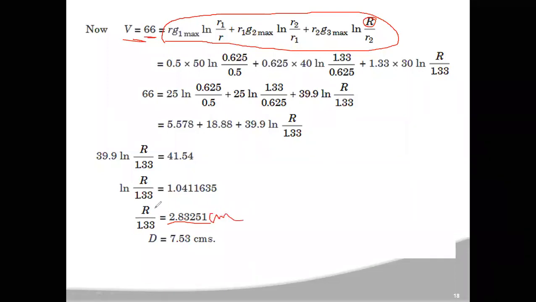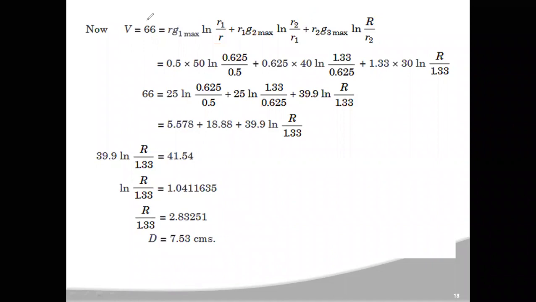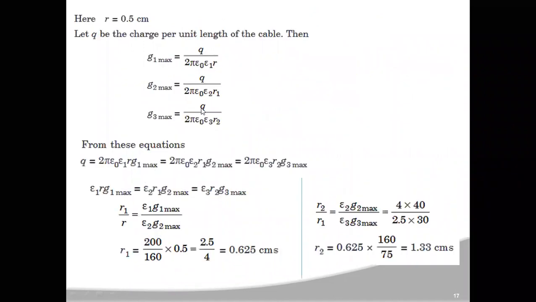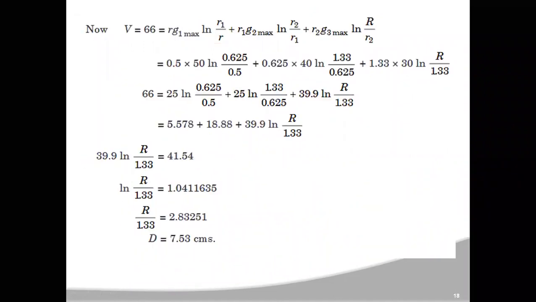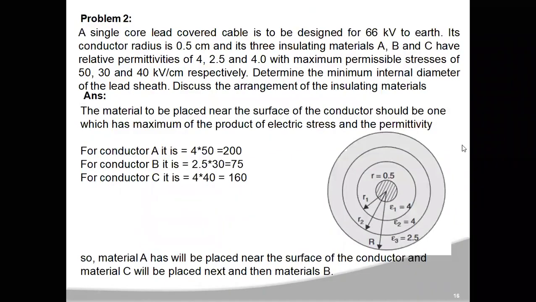If you know the R value, then you can calculate the diameter of the sheath. The diameter of the sheath will be 2 into R, so 2 times this value gives the capital D diameter. So this is the internal sheath diameter. This is what the problem asks: determine the internal diameter of the sheath, so capital R they have to find out. This is how you can calculate the diameter. Okay, is this problem clear?